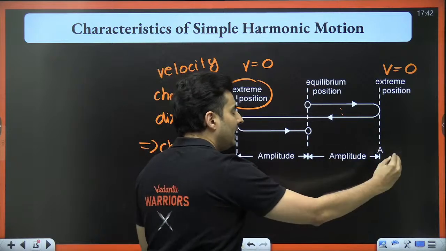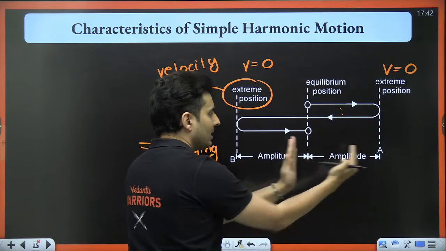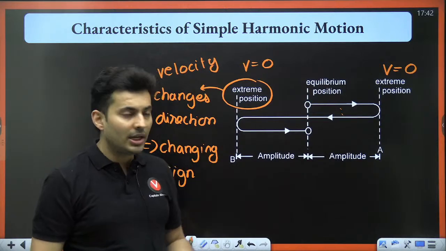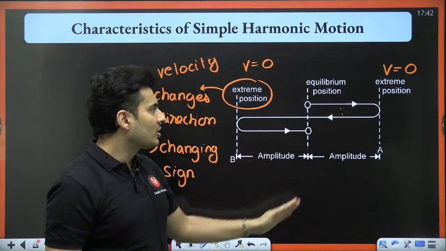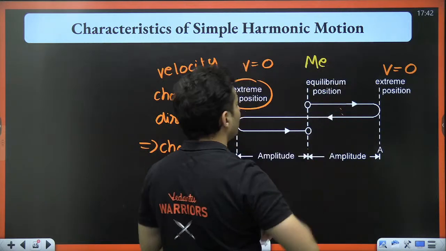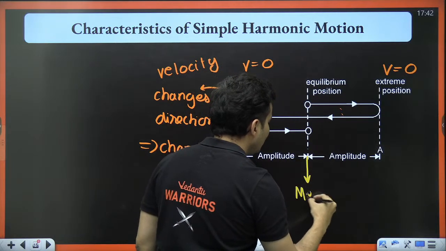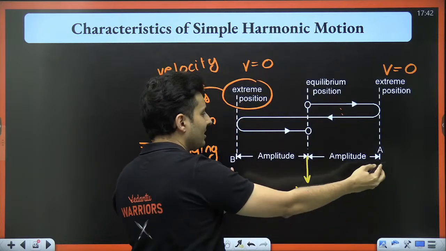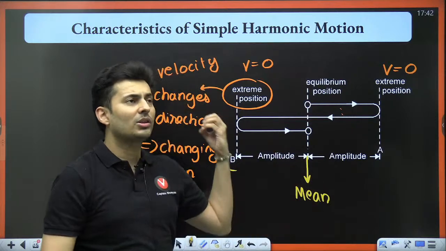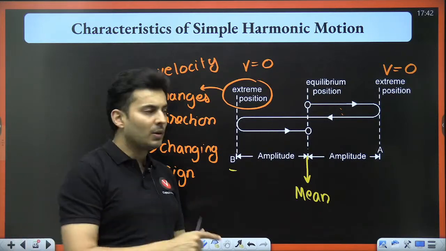So you divide it into two parts. Any one part's distance is called the amplitude. And the exact midpoint is called the equilibrium position. Sometimes it is also called the mean position. Mean means average. This point and this point, the average will be exactly here. That's why it is also called the mean or the equilibrium position. Everybody with me? Very good.